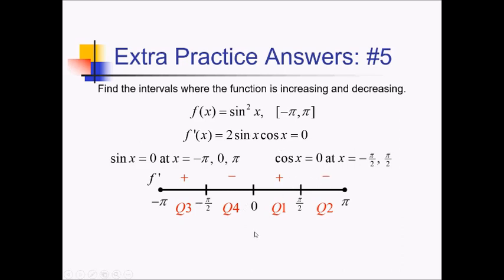Because my f prime is positive on the first and third intervals, that means f is increasing from negative pi to negative pi over 2, and also from 0 to pi over 2. And because f prime is negative in the second and the fourth intervals, that means f is going to be decreasing from negative pi over 2 to 0 and from pi over 2 to pi.